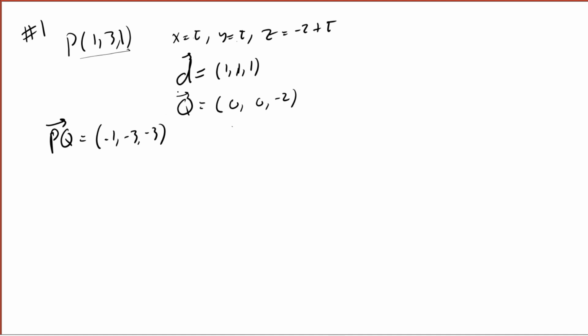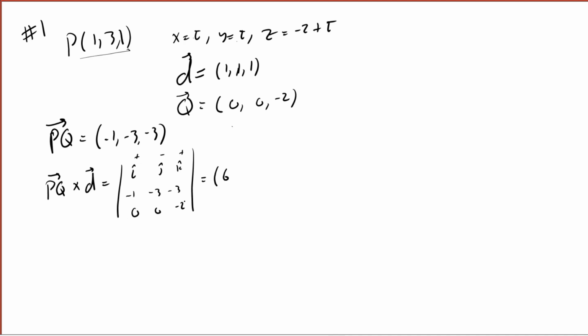So now I have two vectors that lie in the plane. I can do the cross product to get a vector that is orthogonal to both, which will be my normal vector. i, j, k, then minus 1, minus 3, minus 3, and 0, 0, minus 2. Okay, so that's going to be 6 minus 0, i hat, minus 2 minus 0, j hat, plus 0 k hat. Okay, so that's my normal to the plane.